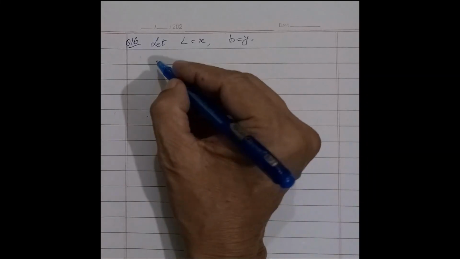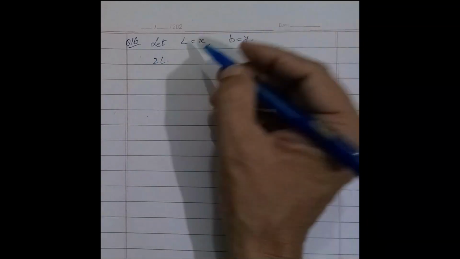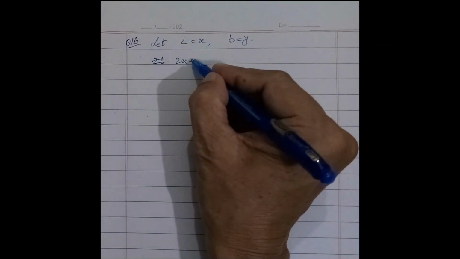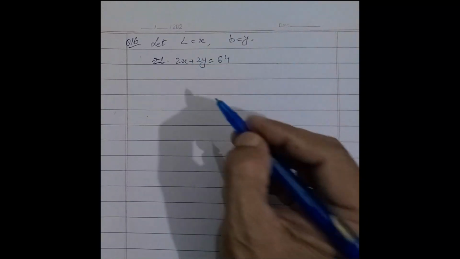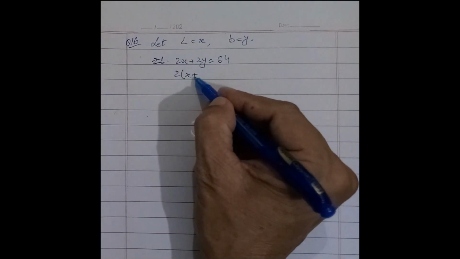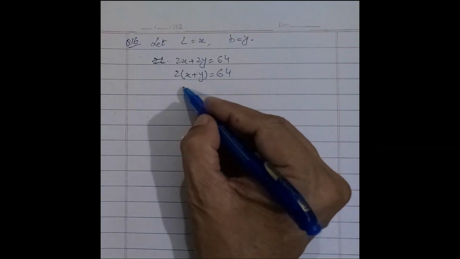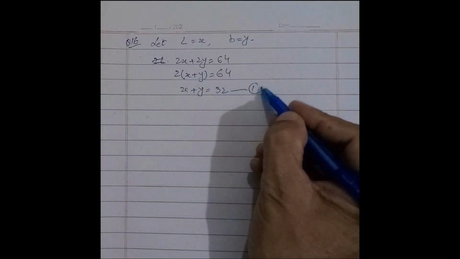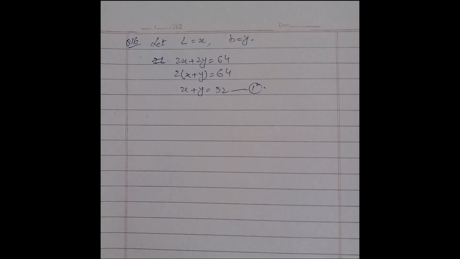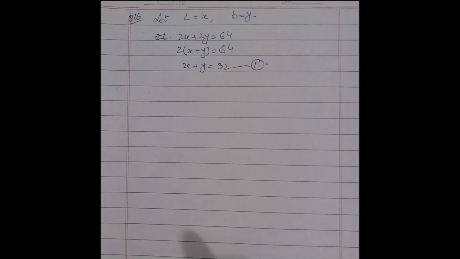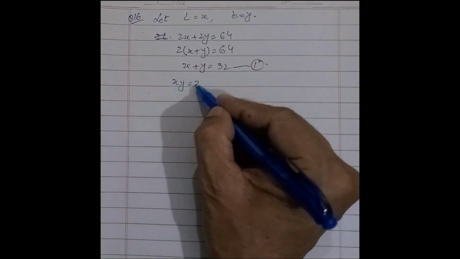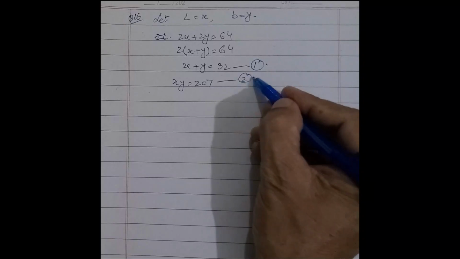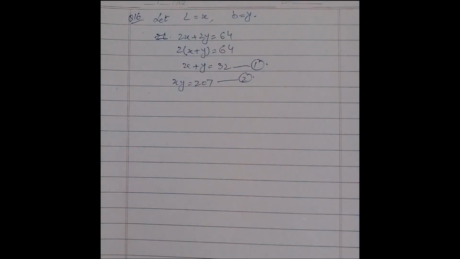The formula of perimeter is 2l plus 2b, so we write 2x plus 2y is equal to 64. Take common 2: x plus y is equal to 64 divided by 2, which is 32. It is equation 1. And their area is 207. Area means length multiplied by breadth, which is xy, equal to 207. It is equation 2. Now we solve these equations to find the values of x and y.